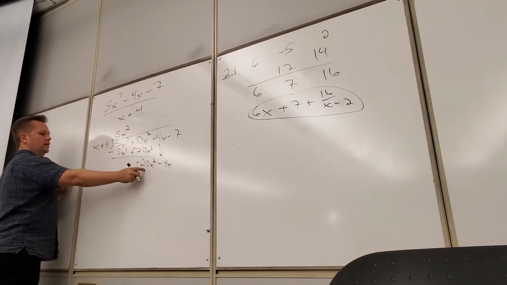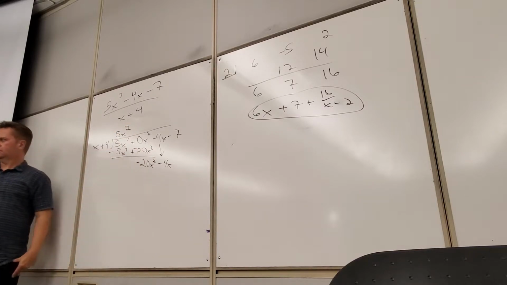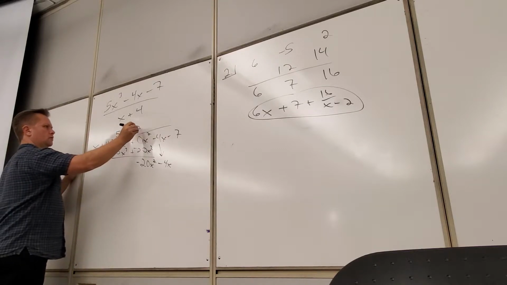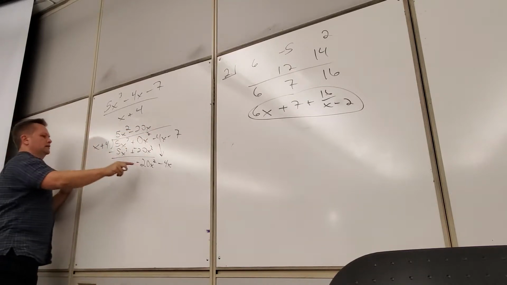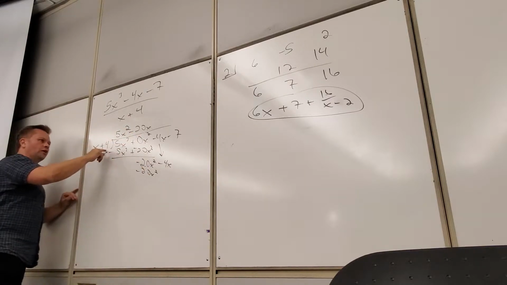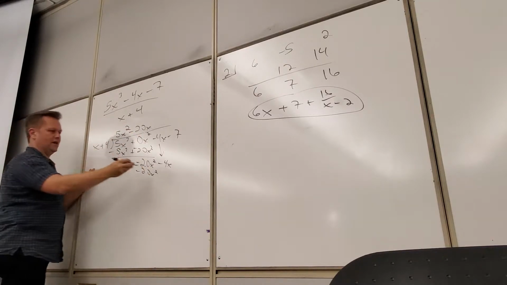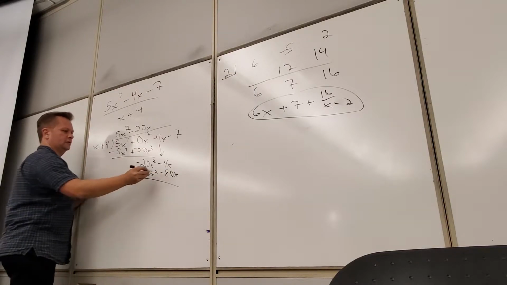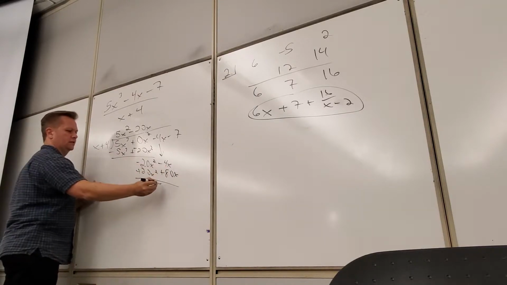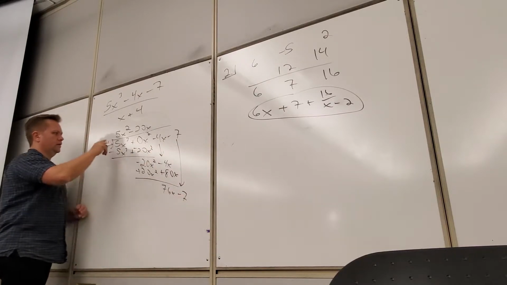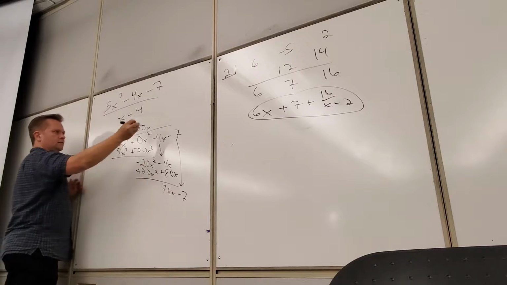X times what is negative 20x squared? Negative 20x. Negative 20x times x is negative 20x squared, like we just said. Negative 20x times 4 is negative 80. Yeah, dude. All right, I love it. Change the signs. Negative 4 plus 80 is 76, positive 76. X times what is 76x? 76.